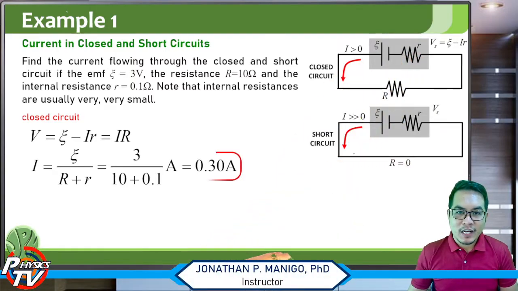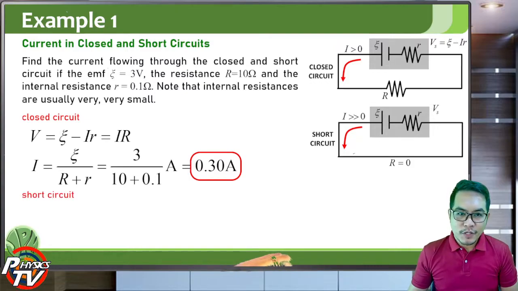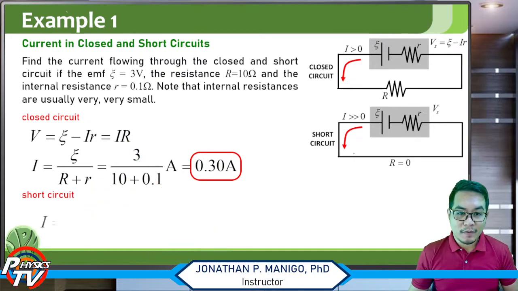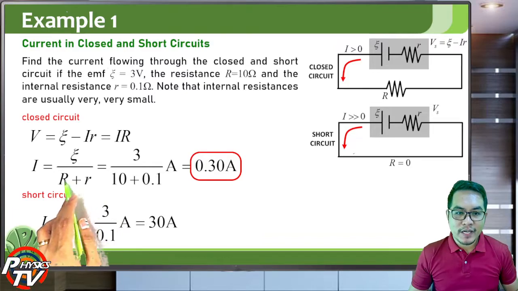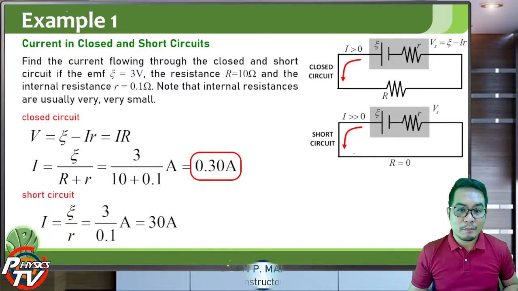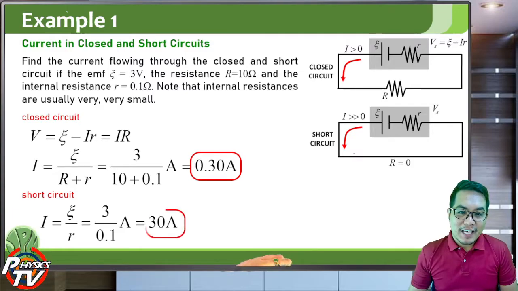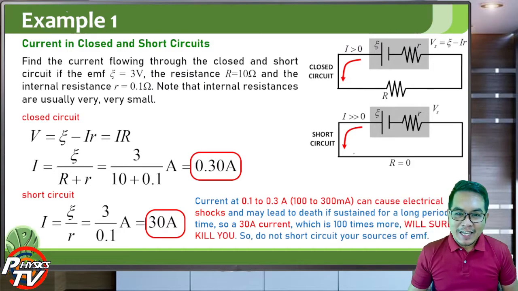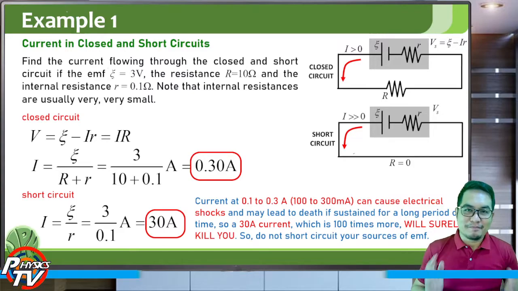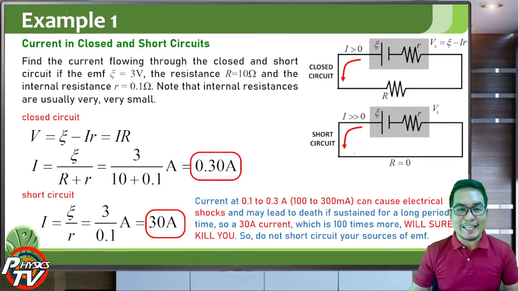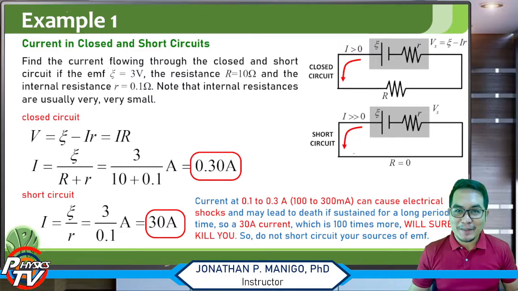Now, how about for the short circuit? For the short circuit, there's no resistance, there's no load connected to the battery. So this term here is 0. So you basically just have the EMF over the internal resistance. So 3 over 0.1 amperes, or that is 30 amperes. And as I mentioned earlier in the previous lessons, 10 ampere will surely kill you. So definitely 30 ampere current will definitely kill you. So please, I'm always reminding you this again and again in every lesson. Don't short circuit your batteries.